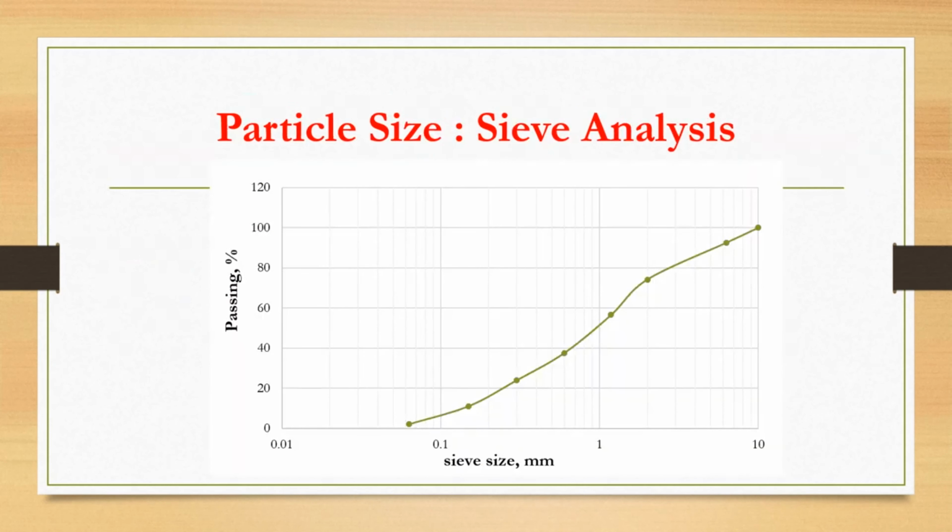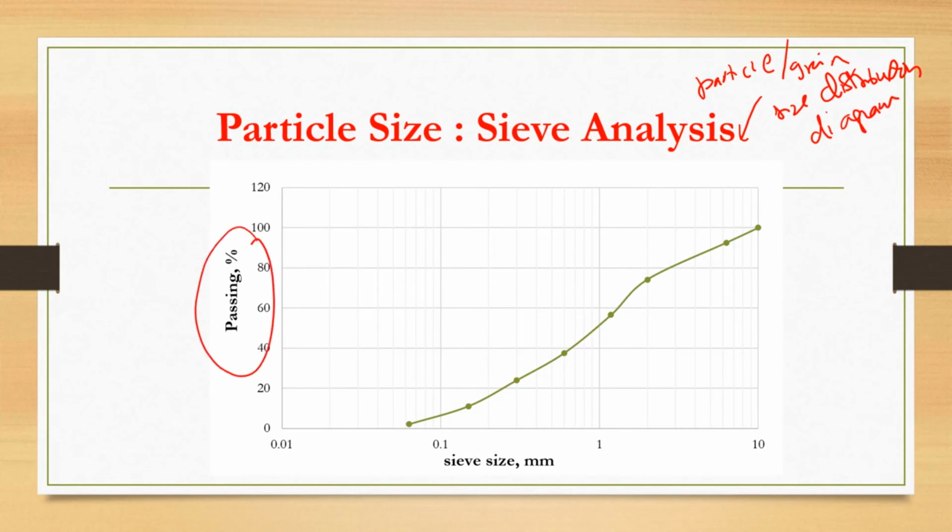Moving on, you need to plot the data you obtained, the sieve size and the calculated percentage passing, and analyze it with a particle size distribution graph. We call this the particle or grain size distribution diagram. Your y-axis is percentage passing and your x-axis is sieve size. Remember, for sieve number 10, percentage passing is 100%, so you have 100 here. Then 6.3 mm, if I'm not mistaken, is about 93%. So where is the 6.3?